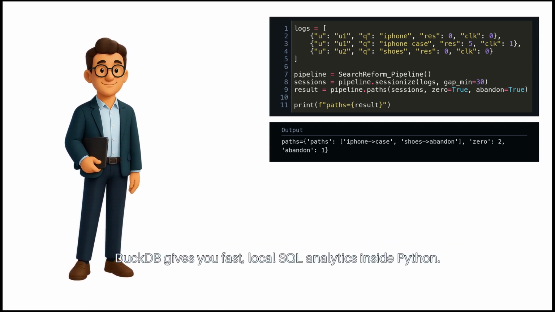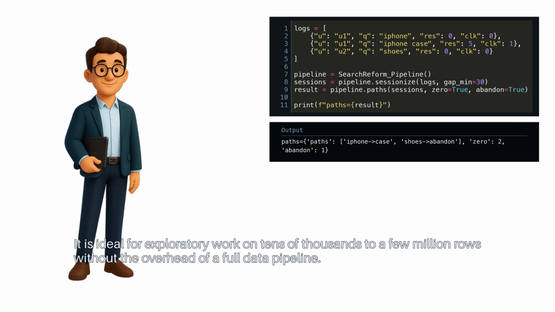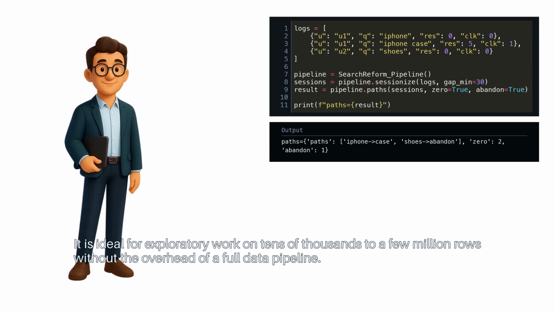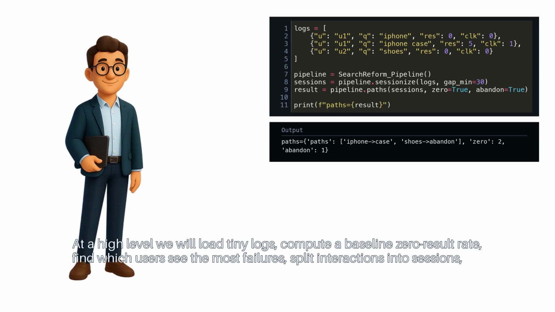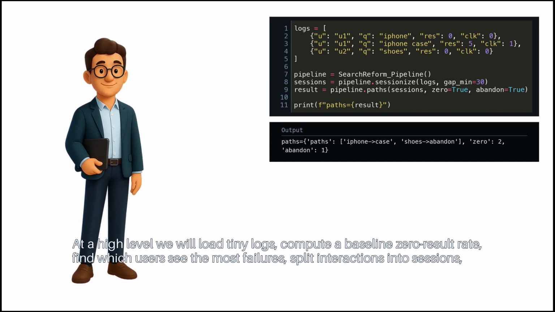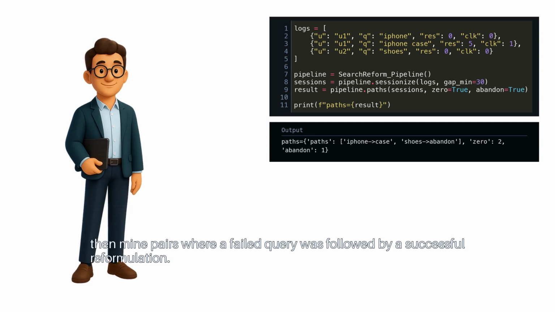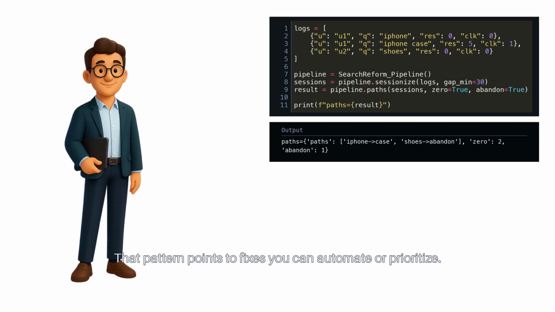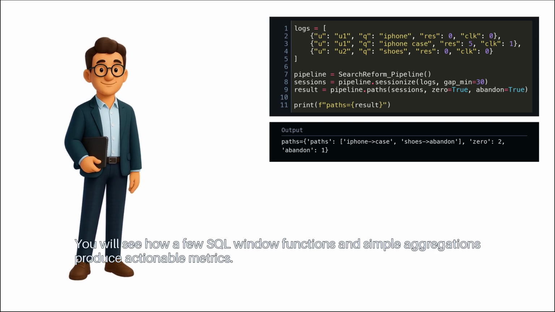DuckDB gives you fast, local SQL analytics inside Python. It is ideal for exploratory work on tens of thousands to a few million rows, without the overhead of a full data pipeline. At a high level, we will load tiny logs, compute a baseline zero result rate, find which users see the most failures, split interactions into sessions, then mine pairs where a failed query was followed by a successful reformulation. That pattern points to fixes you can automate or prioritize. You will see how a few SQL window functions and simple aggregations produce actionable metrics.